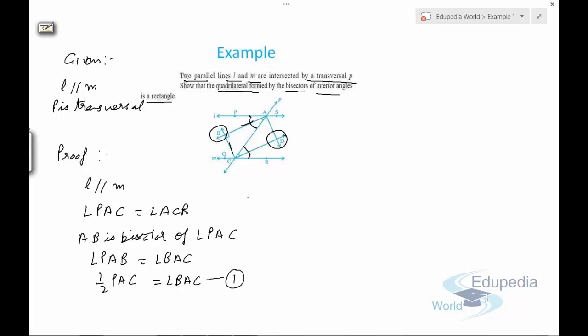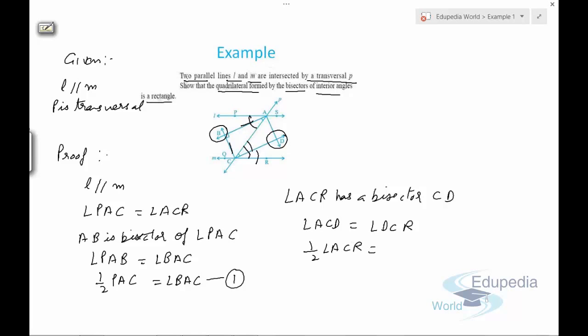Now similarly, angle ACR has a bisector CD. In the same way we can write this angle equals this angle. So we can write angle ACD is equal to angle DCR, or half of angle ACR equals angle ACD.